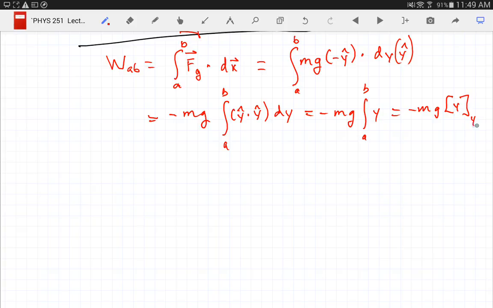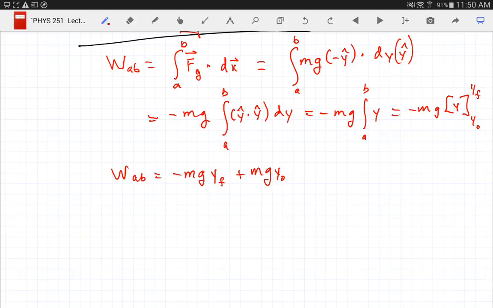And so I'm going to start from y0 to y final, because that's what I had put on my picture. My A was y0, my B was y final. And so I get here, the work going from A to B was equal to minus mg y final plus mg y initial. So that's my work done by gravity here.